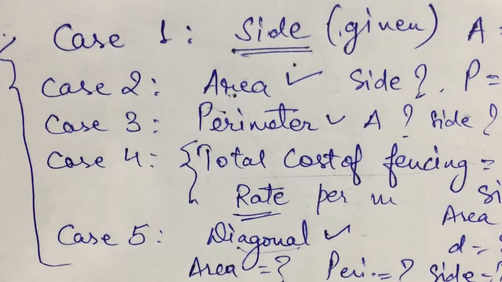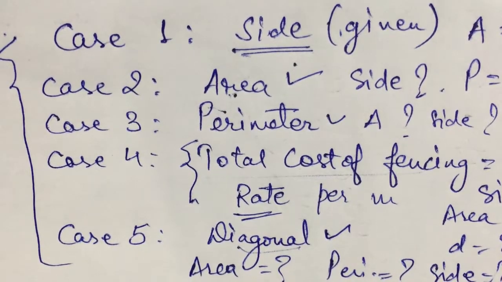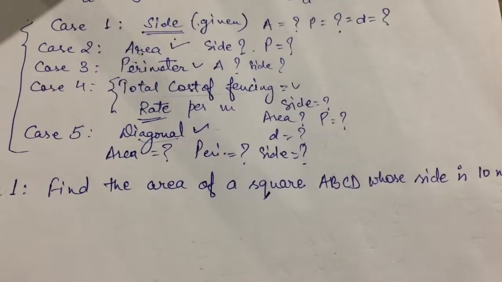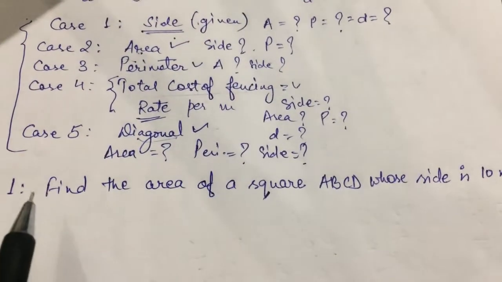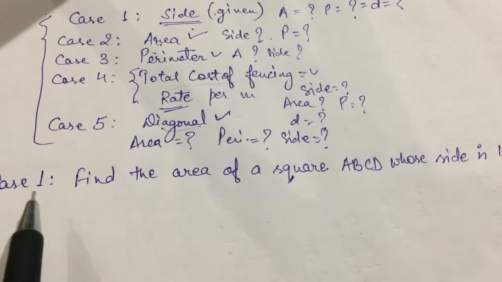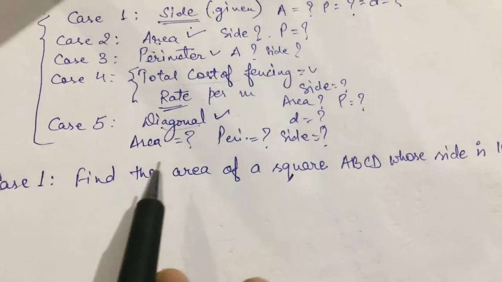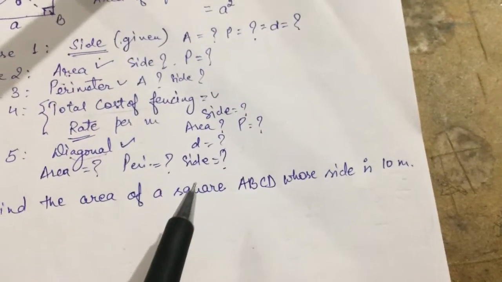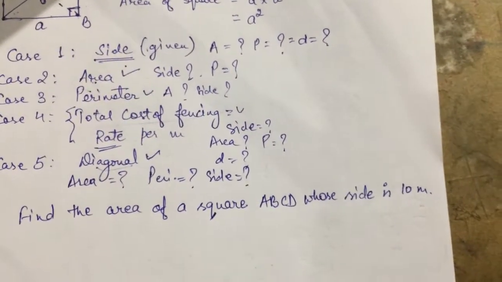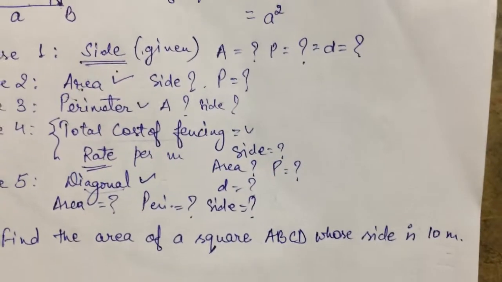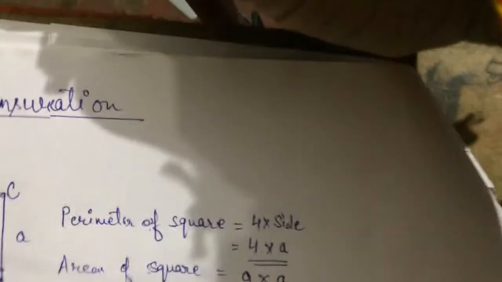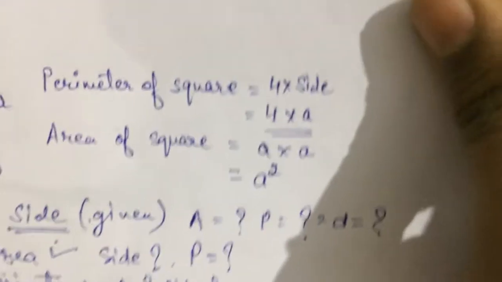Now we will talk about the questions one by one. Okay, so here is the first question, that is case 1. Find the area of a square ABCD whose side is 10 meter. So the side is given. Now we will calculate this with the help of the given data.